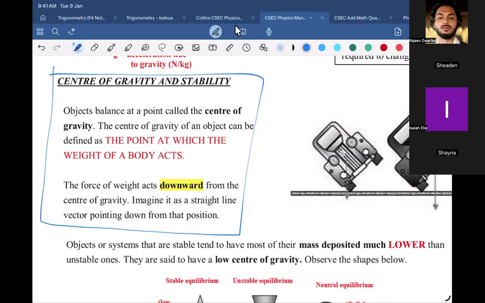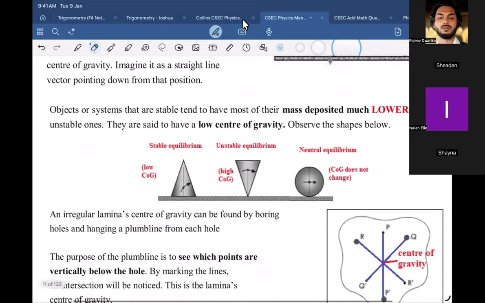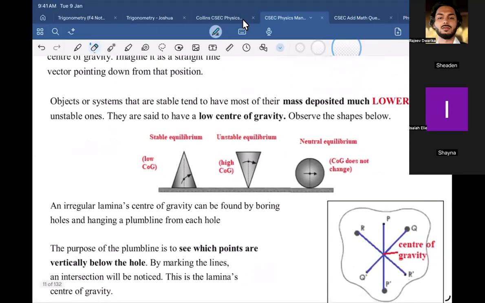Okay, so I'm going to scroll down. I presume everybody has this copied down. So the takeaway is that at the center of gravity, all of the weight acts. That's what you have to keep in mind. You should also know that if the center of gravity is located higher up, the stability decreases. Isaiah, I want you to read. I never hear you read before. Objects or systems, read that part.